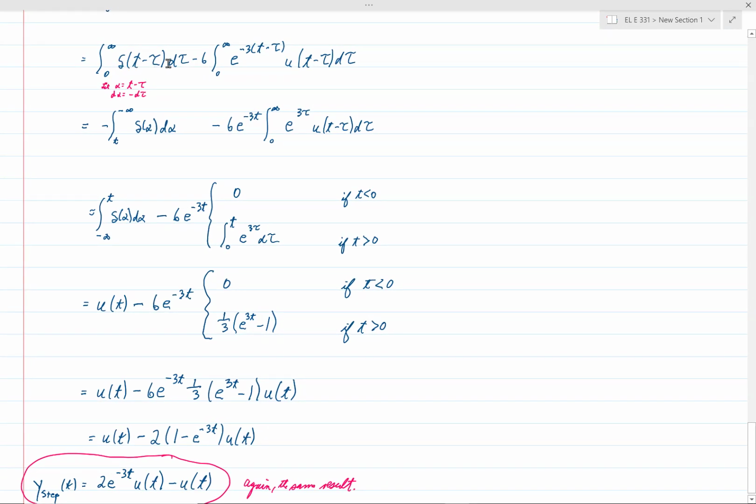Now, to evaluate this integral, I'm going to let alpha equal t minus tau. And so d alpha is minus d tau. And so let's see what happens then. At tau equals 0, since alpha is t minus tau, alpha will be t minus 0, or t. So the lower limit becomes t. At the upper limit, when tau is equal to infinity, alpha will be t minus infinity, and t minus infinity is still minus infinity.